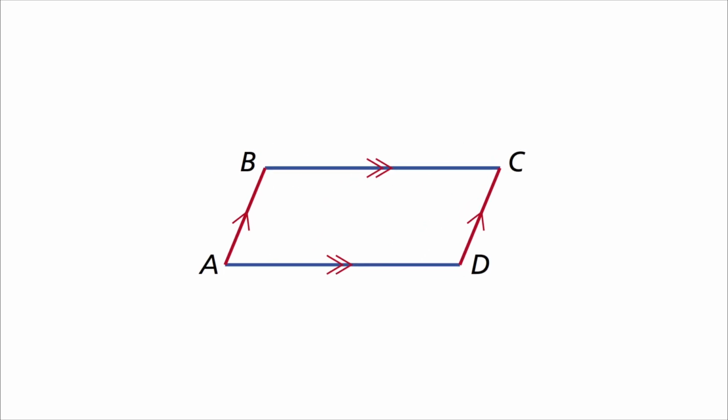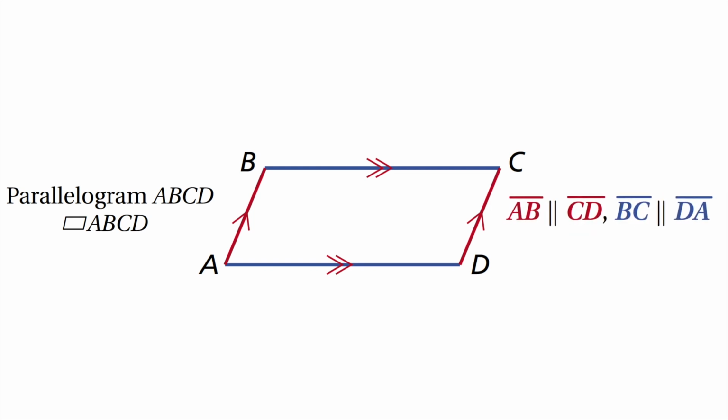You can tell it is because opposite sides are parallel. AB is parallel to DC, and BC is parallel to AD. So we would name this parallelogram ABCD. Now there are some other names we could give it. We could give it BCDA, CDAB, DABC. We could also name it ADCB, DCBA.